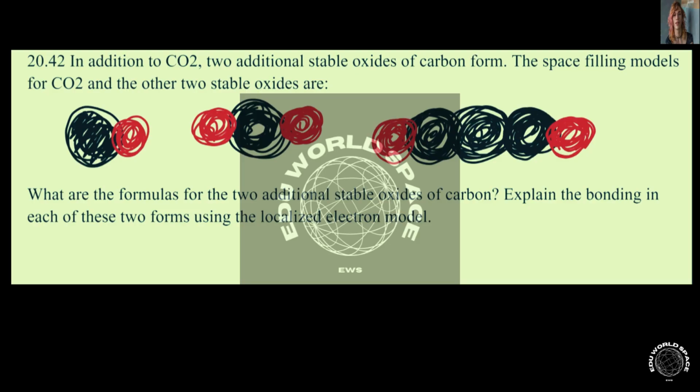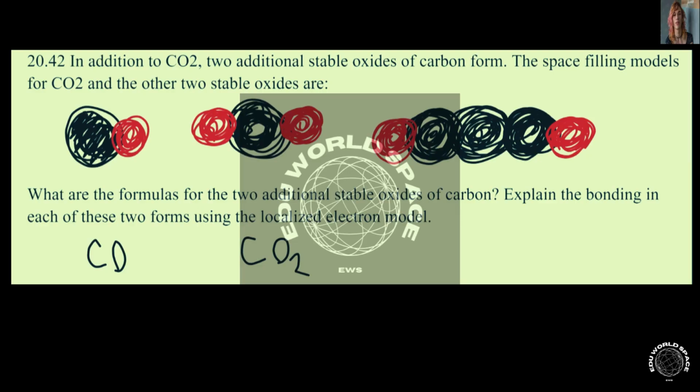So we have three different space-filling models. And we know that one of those is CO2. So we can go ahead and assume that's the one in the middle, which has one black atom and two red atoms. So this is CO2. So that must mean that our carbon atoms are in black and our oxygen atoms are in red. So that would make this first space-filling model for carbon monoxide, CO.